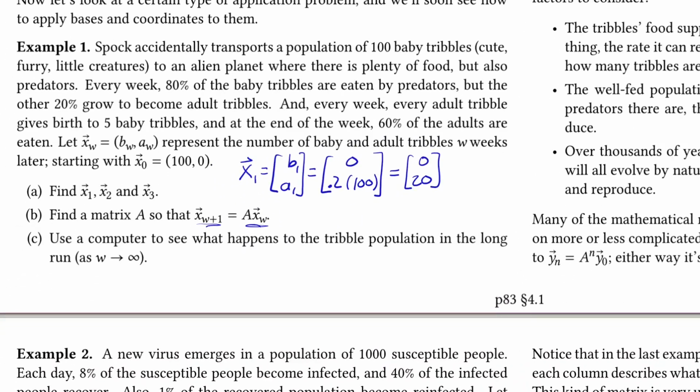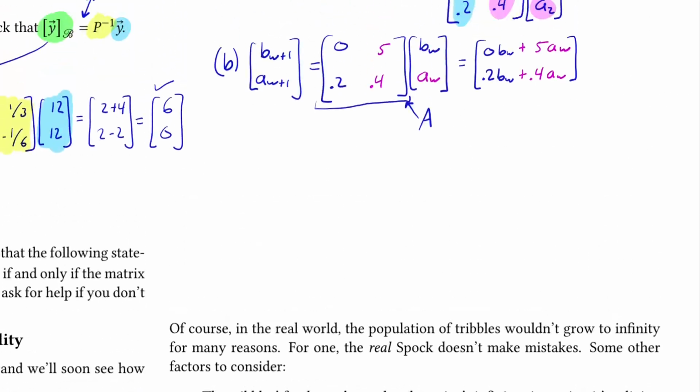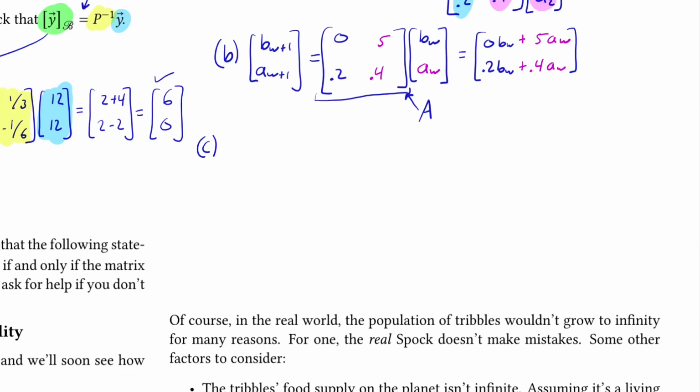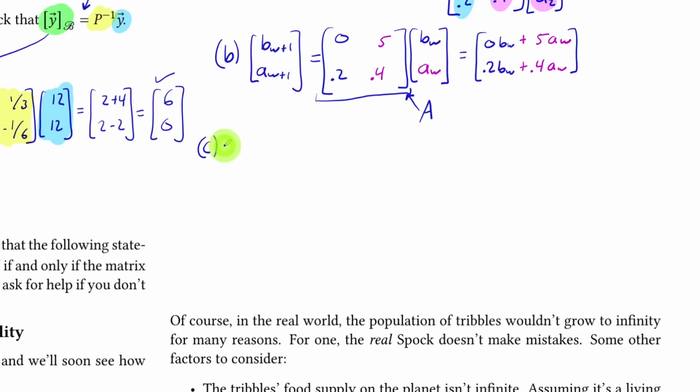Use a computer to see what happens to the tribble population in the long run, as the number of weeks approaches infinity. Do they continue multiplying and growing forever, or do they all get eaten by predators, or what happens? Now, to do that, we know how to get x1. We can say x1 is the result of doing A times x0, and we know that x0 was 100, 0.